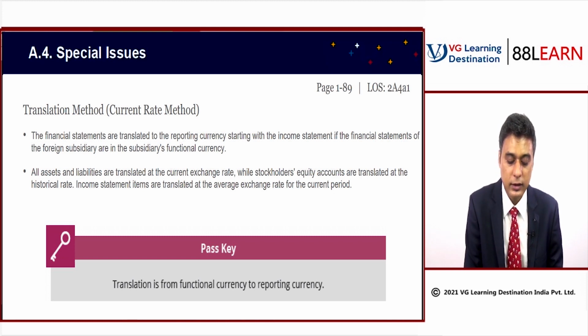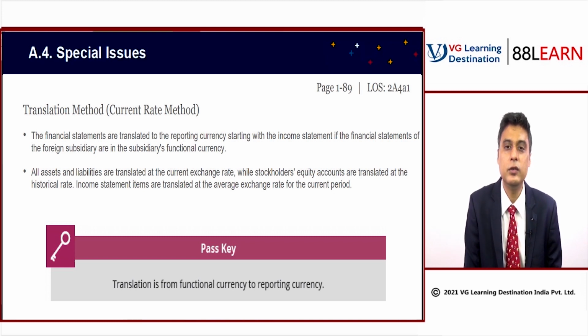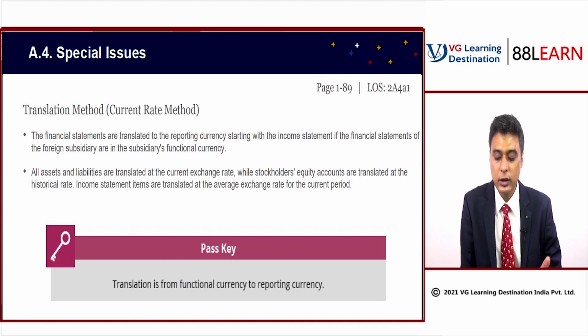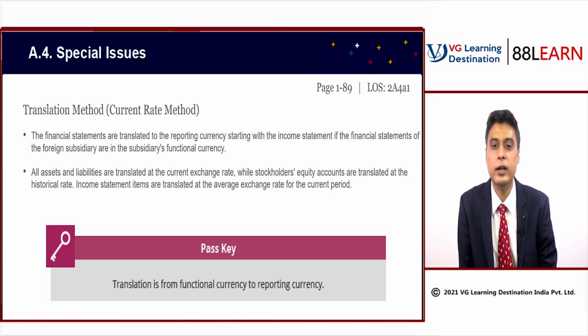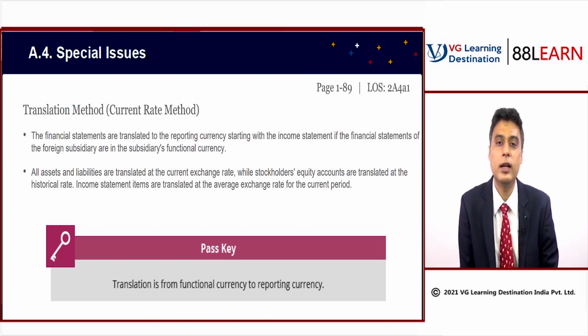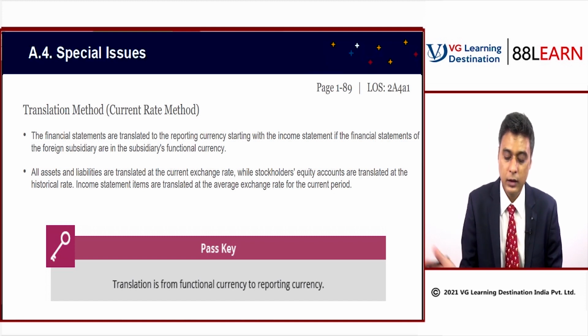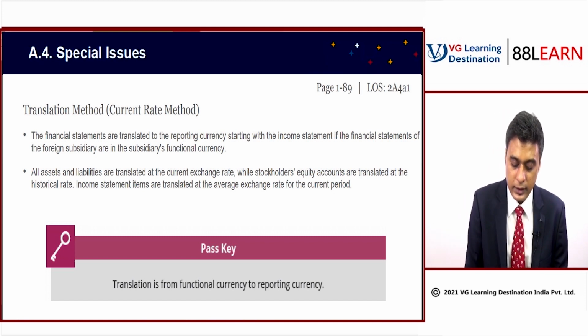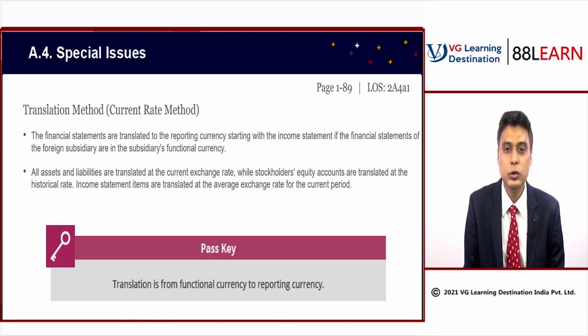Stockholders' equity at the historical rate. Okay, so we are done with the balance sheet. All assets and liabilities at year-end, stockholders' equity at historical, balance sheet done. Now come to the income statement. The income statement is translated at the weighted average exchange rate for the current period. So take the weighted average. So here again we are talking about year-end, historical and weighted average. So three rates here as well. Translation is from functional currency to reporting currency.